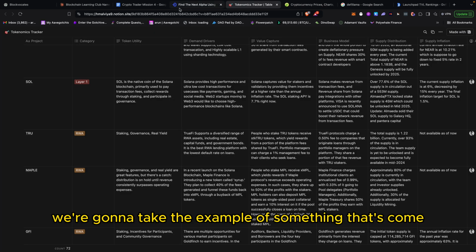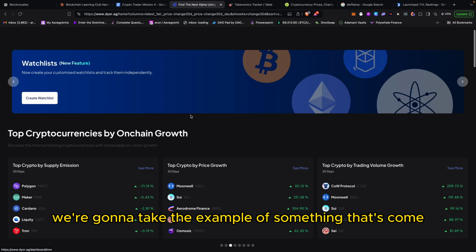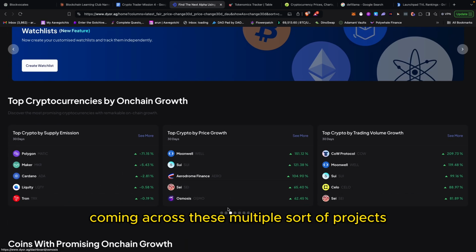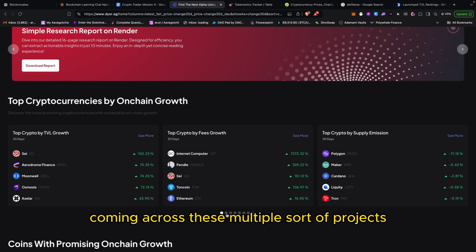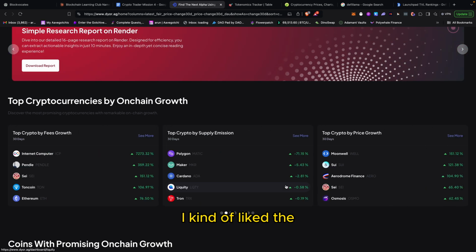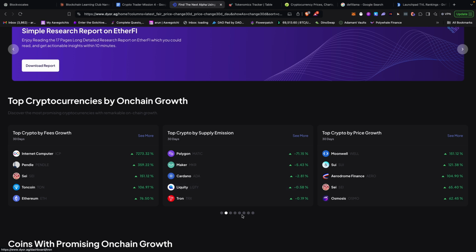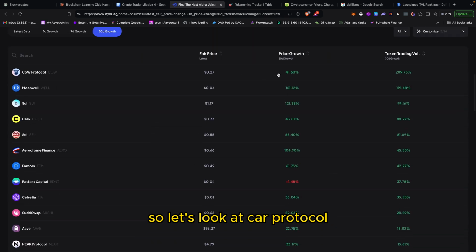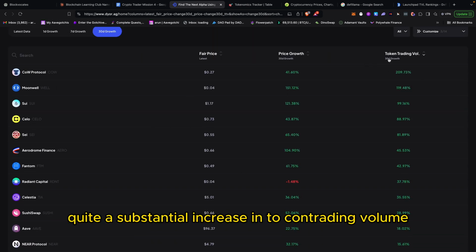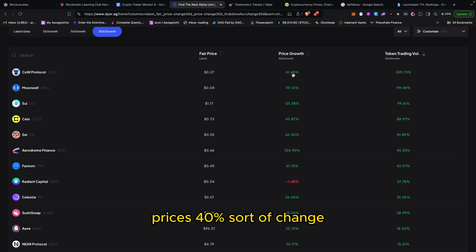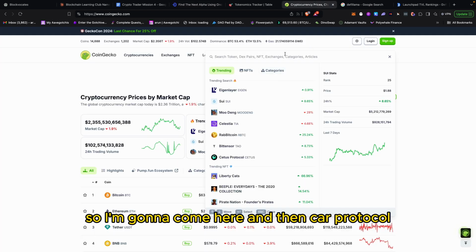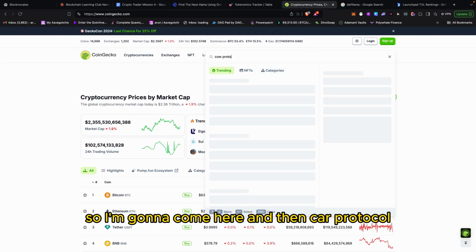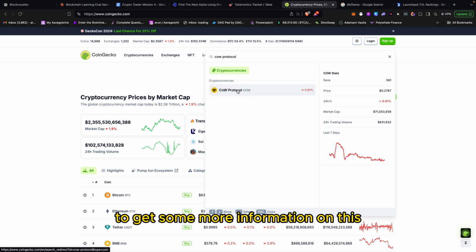So we're going to take the example of something that's common across these multiple projects. I kind of liked the trading volume metrics. So let's look at Cow Protocol. It seems to have quite a substantial increase in token trading volume. Price has about a 40% change. So we're going to come here and then add Cow Protocol to get some more information on this.